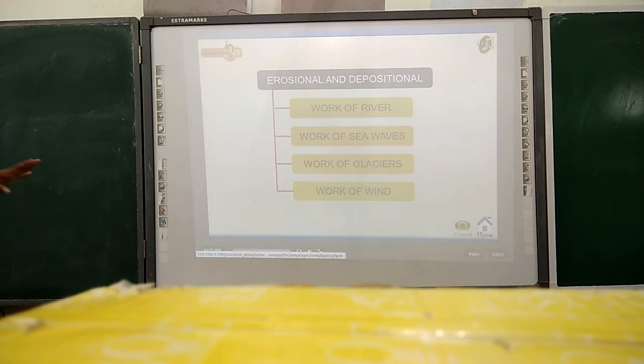These are all the finest examples of agents of erosion. Work of a river, yes. Let us see how it works. How does a river work?